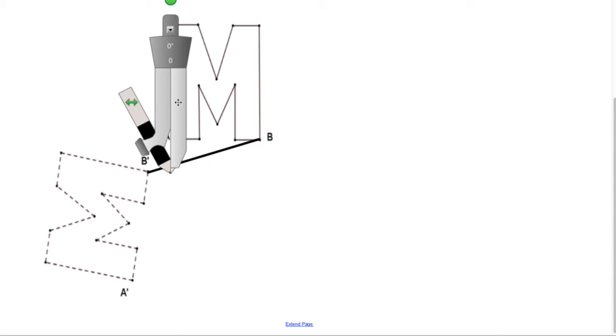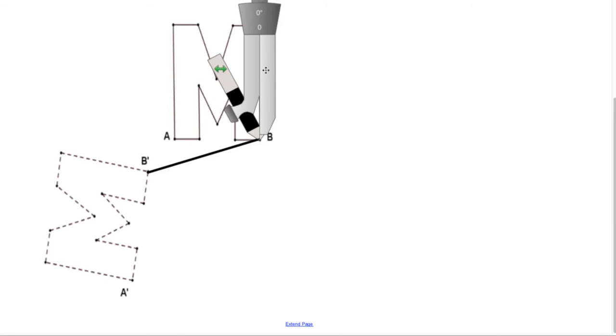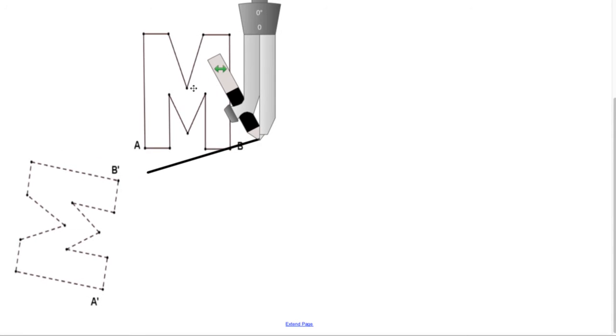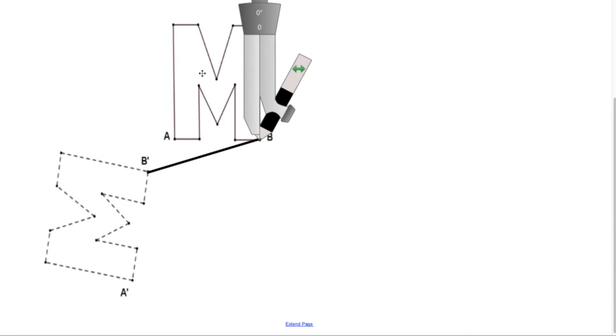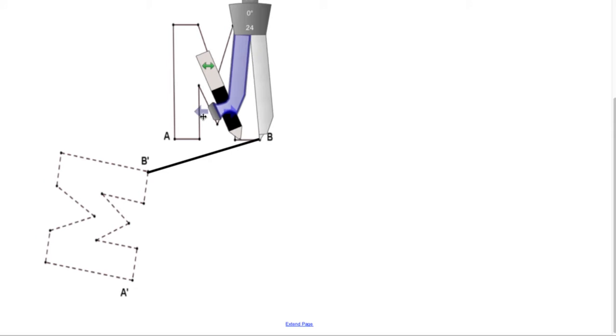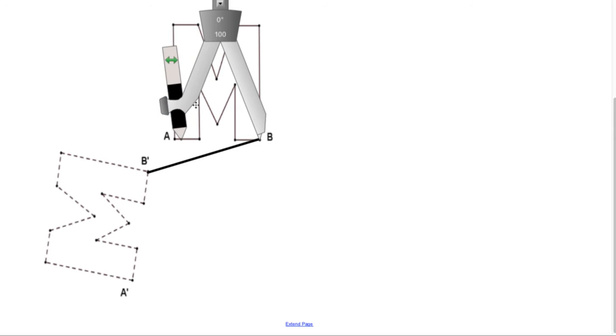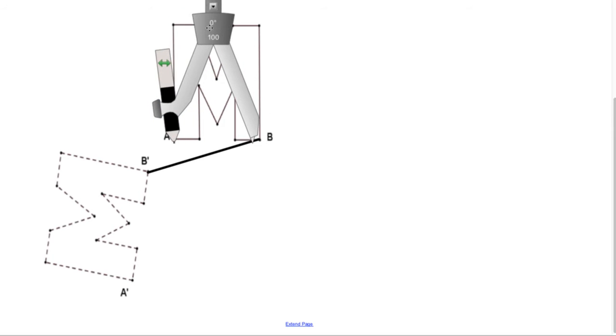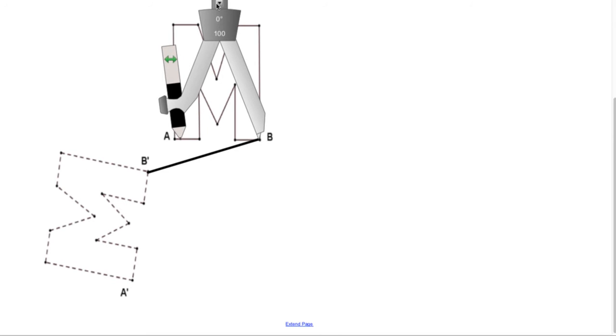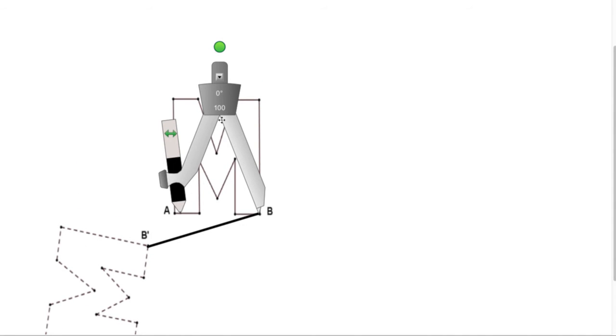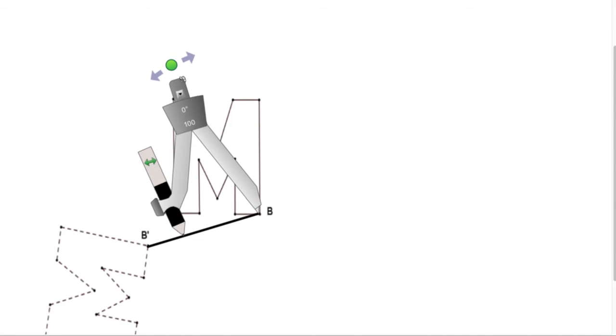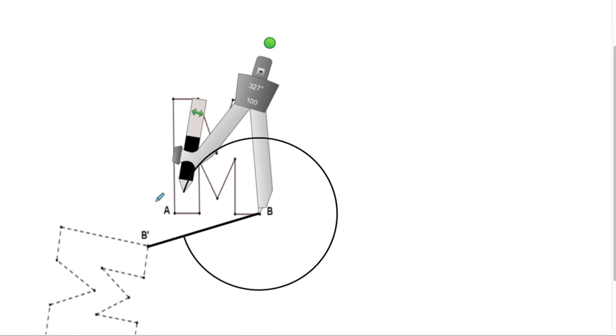All right, so with our compass tool, I'm going to put one tip, the metal tip, over here on B. I need to move this. There we go. And I'm going to make something that is slightly more than halfway. So this length right here is slightly more than halfway. And then I'm going to make a circle.